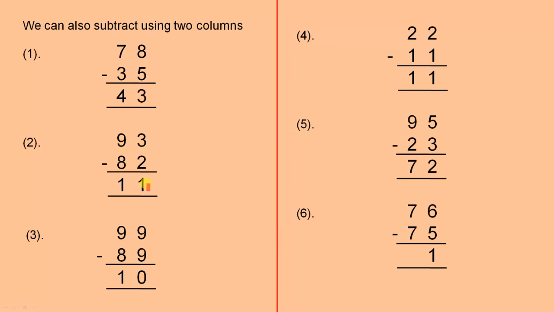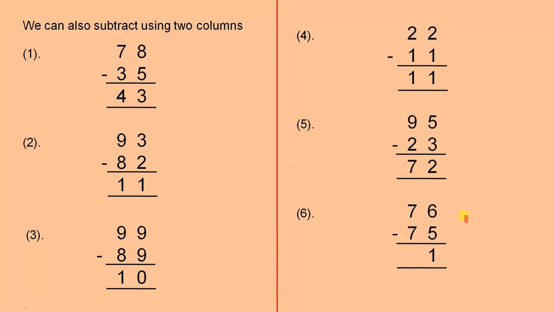The answer is 11. 9 take away 9 is 0, 9 take away 8 is 1. The answer is 10. 2 take away 1 is 1, 2 take away 1 is 1. The answer is 11. 5 take away 3 is 2, 9 take away 2 is 7.